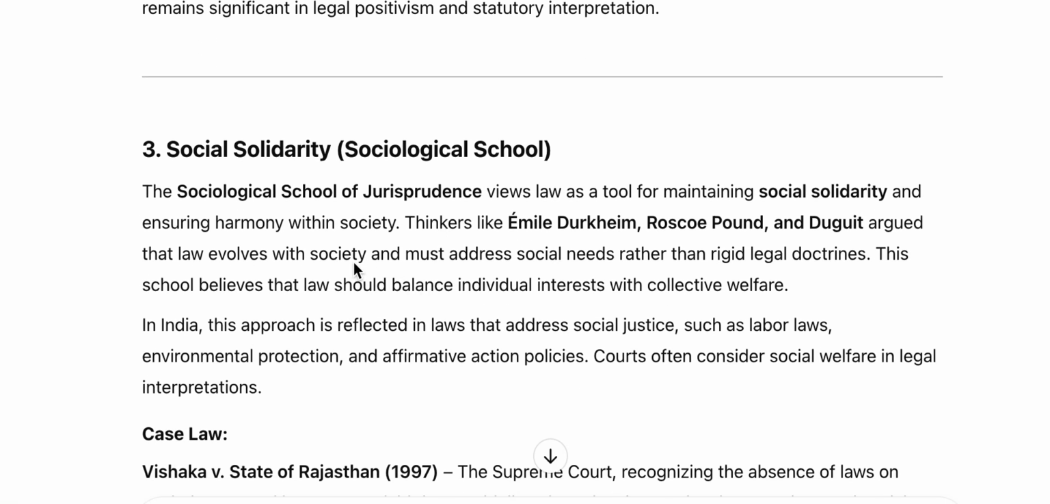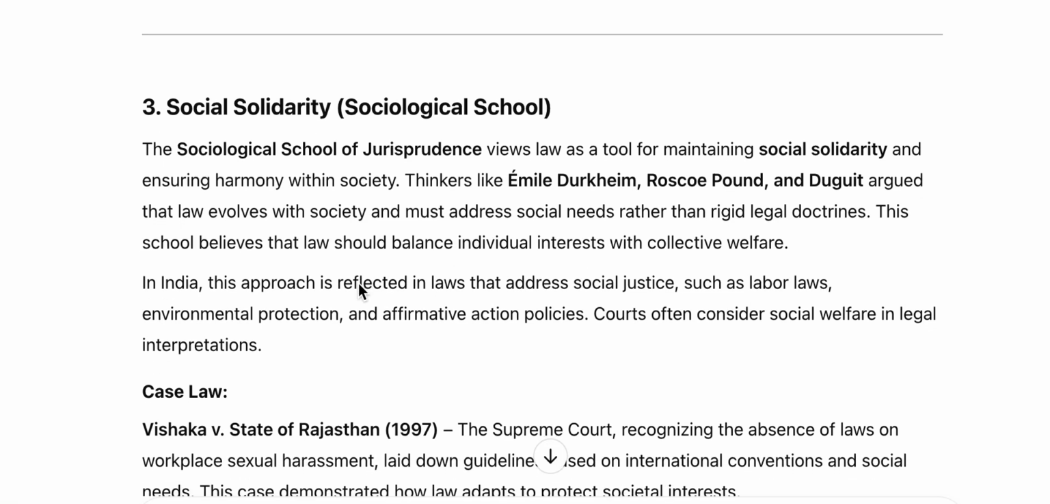The third short answer, social solidarity. This belongs to the sociological school. The sociological school of jurisprudence views law as a tool for maintaining social solidarity and ensuring harmony within society. The main thinkers in this school are Emile Durkheim, Roscoe Pound, and Duguit, who argued that law evolves with society and must address social needs rather than rigid legal doctrines. The school believes that law should balance individual interests with collective welfare.